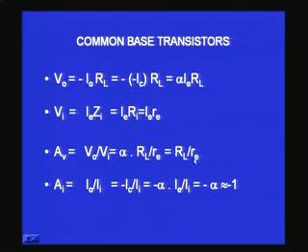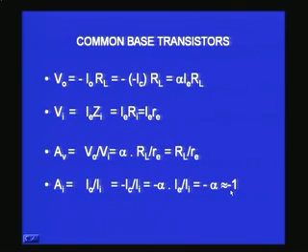What about current gain? Current gain AI is output current divided by input current. The output current is minus IC, the collector current which is flowing out, divided by IE, and therefore it is minus alpha, because II is actually the emitter current. The ratio of collector current to the emitter current is what is called alpha, therefore it is minus alpha, and because alpha is nearly equal to 1, it is going to be minus 1. So the current gain is minus 1.